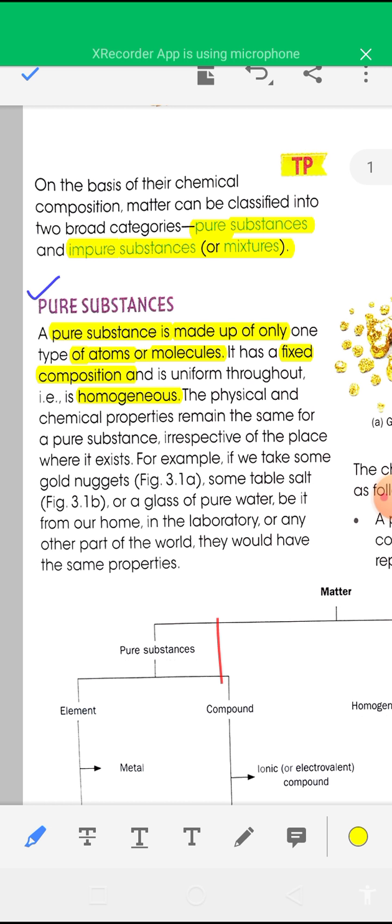The physical and chemical properties of any pure substance remain the same irrespective of the place where it exists.